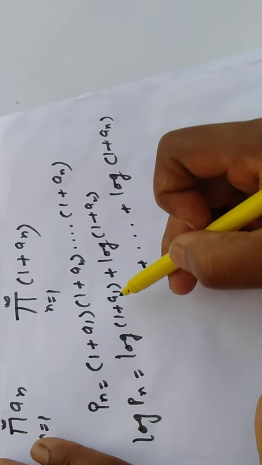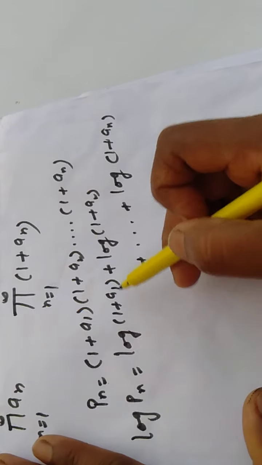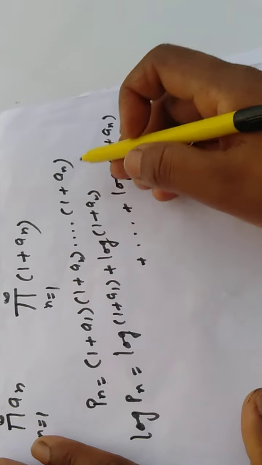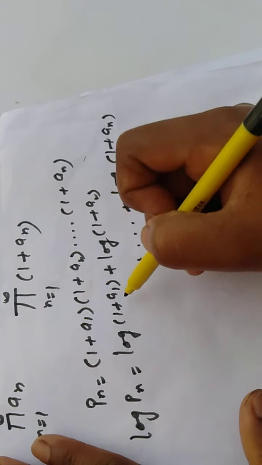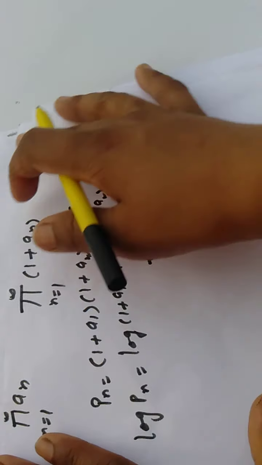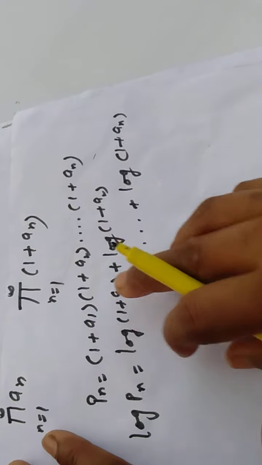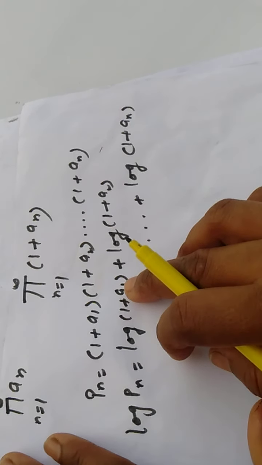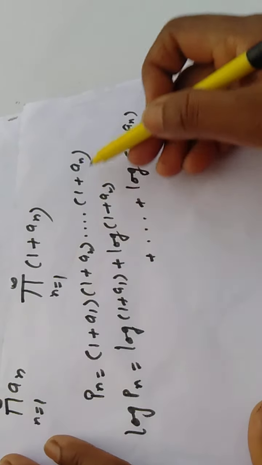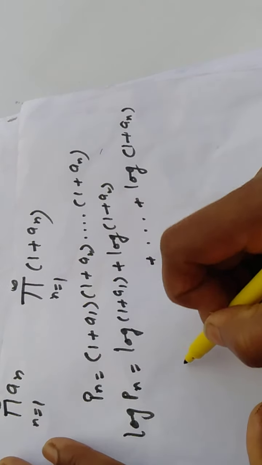Then we can apply the formula of log of 1 plus x or 1 minus x, whether the terms ai's are positive or negative. We can apply the logarithm formula comfortably, and we can convert this product into a series summation, a summation of logarithms of the quantities. Log of this is this, and this can be converted into Sn.